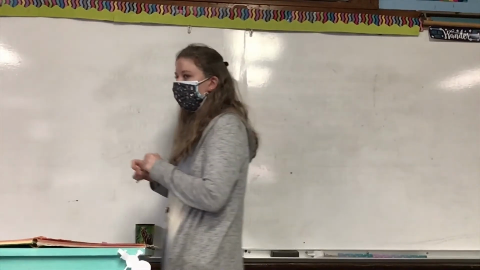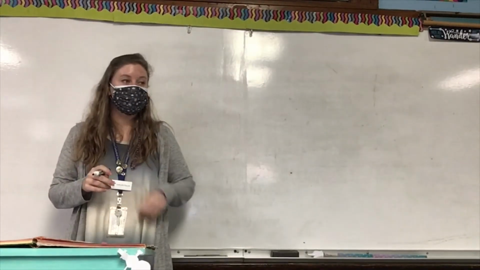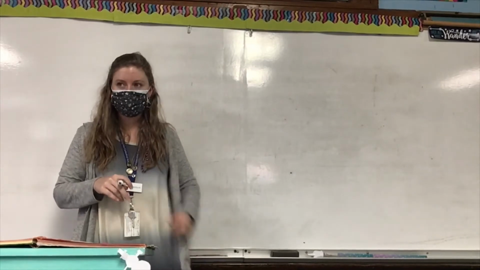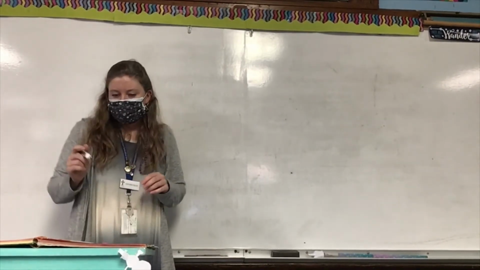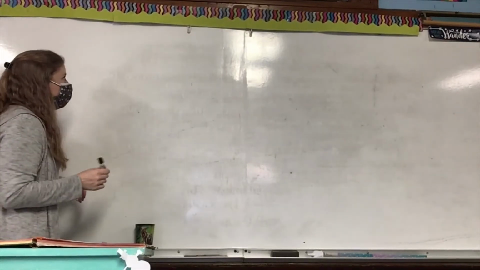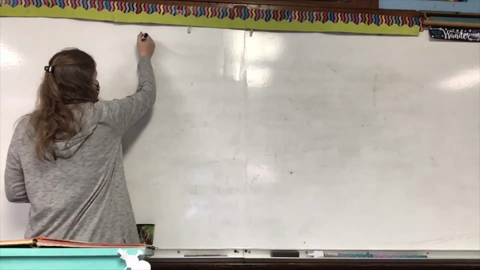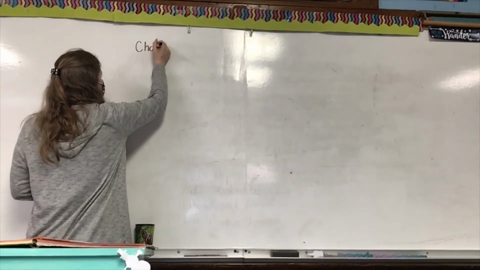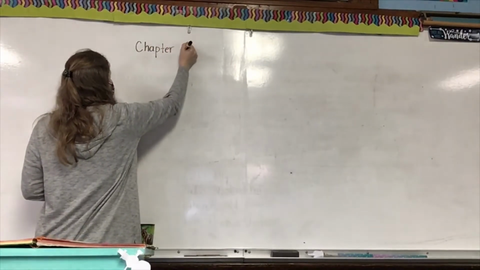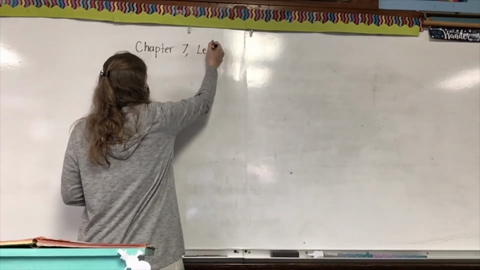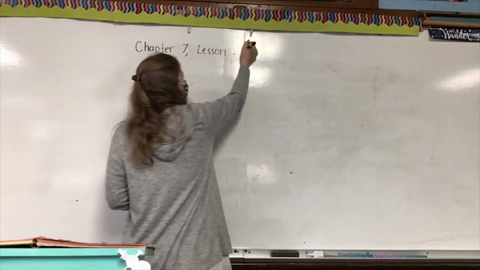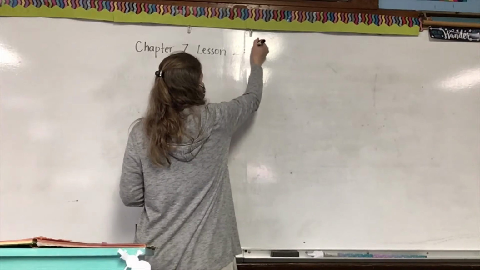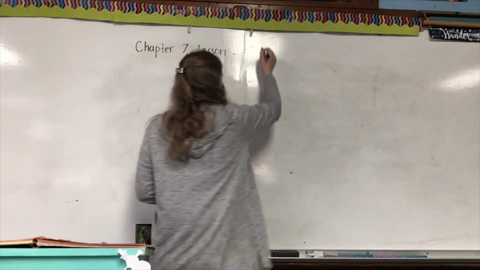Okay, your vocab notebook should be open to a clean page in the science section. Make sure you're in the science section, not reading or social studies. And at the top, you should have the title, Chapter 7, Lesson 2. It is called the water cycle.